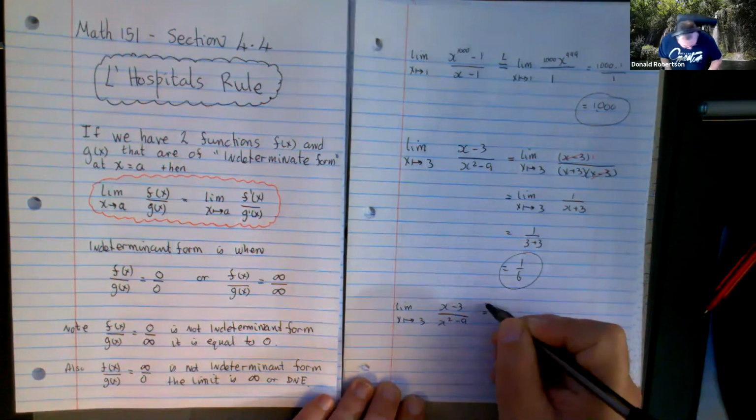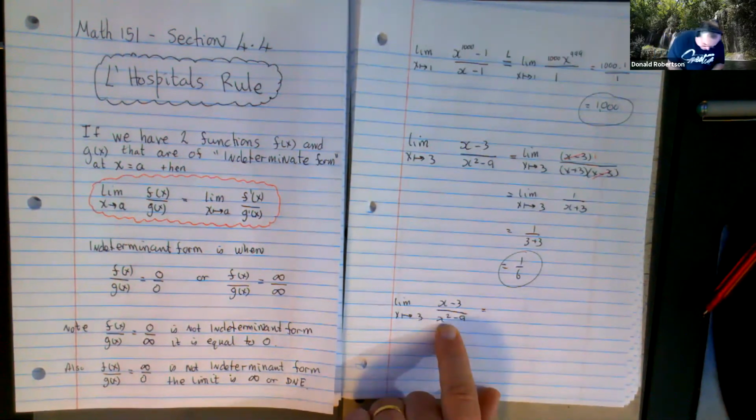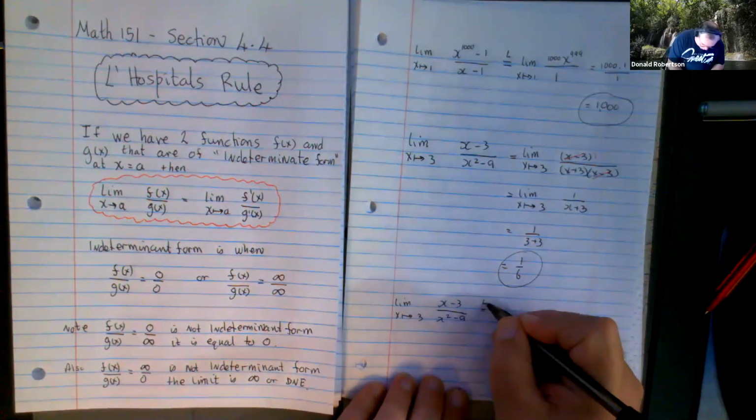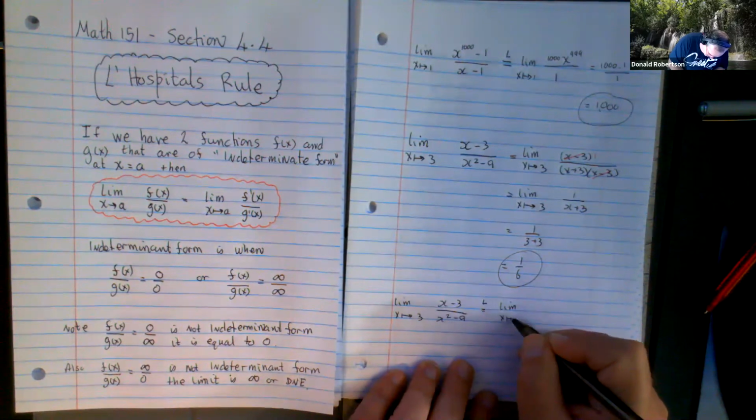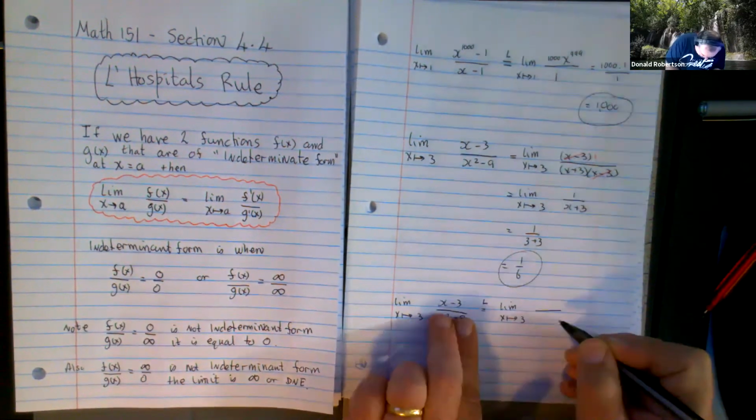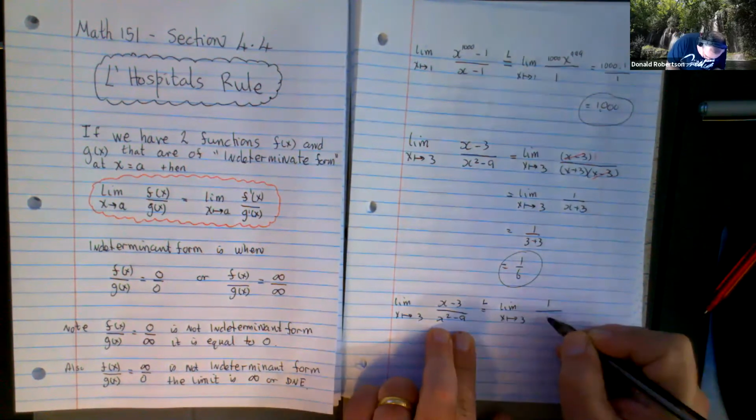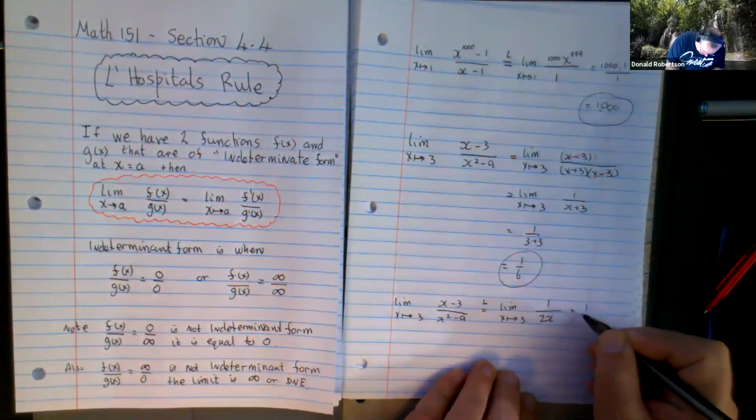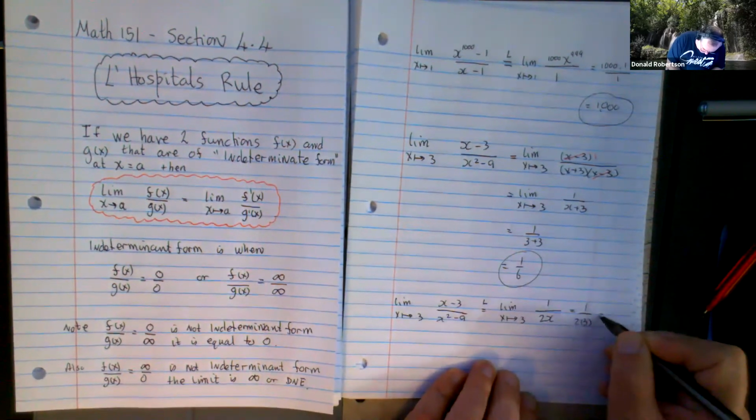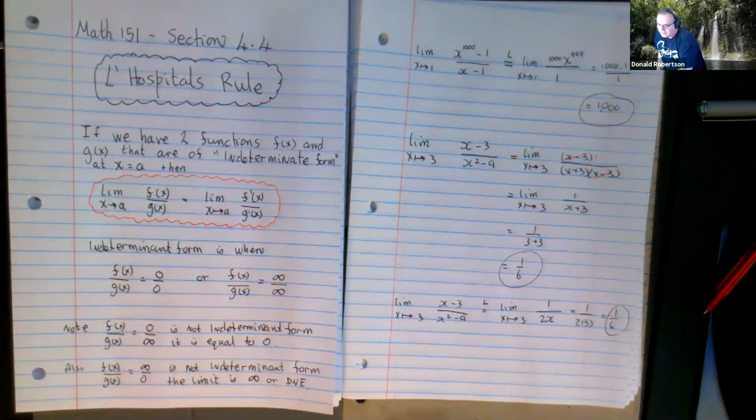Just double check: 3 gets you 0 in the top, 3 gets you 0 in the bottom, indeterminate form. So I'll use L'Hopital. So it's the limit as x tends to 3. If you differentiate x minus 3, you get 1. If you differentiate x squared minus 9, you get 2x. You can then plug in 3. And from a totally different road, don't you get the right answer? It's a 6.